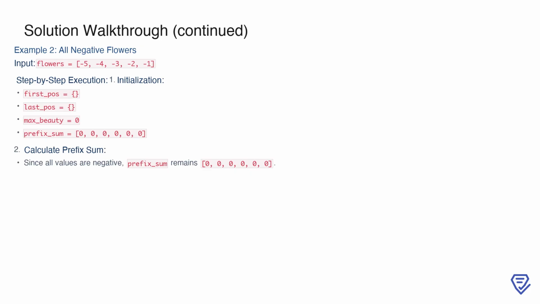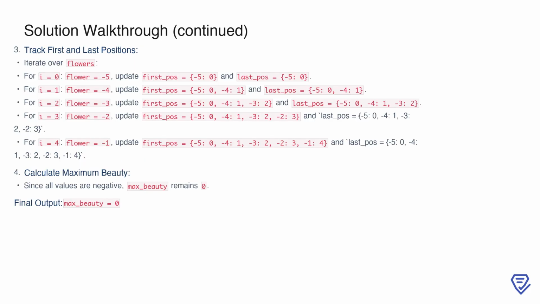This effectively means that no positive beauty can be generated from any subarray. Next, we track the first and last positions of each flower type in the array. As we iterate through the input, we simply update first_POS and last_POS for each flower.